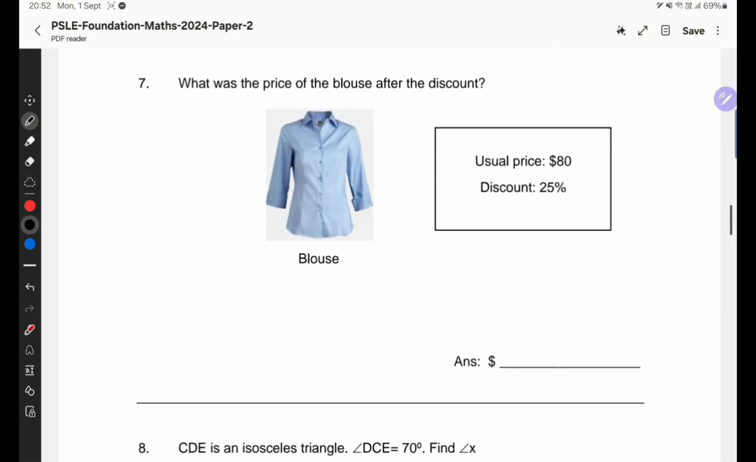Okay, question 7. What was the price of the blouse after the discount? After the discount. So the usual price is $80, which means that 100% is $80. We need to find 1%, and then after the discount is 25%, so it will be 100% minus away 25%, which is 75%. And then we find what is the cost of 75%.